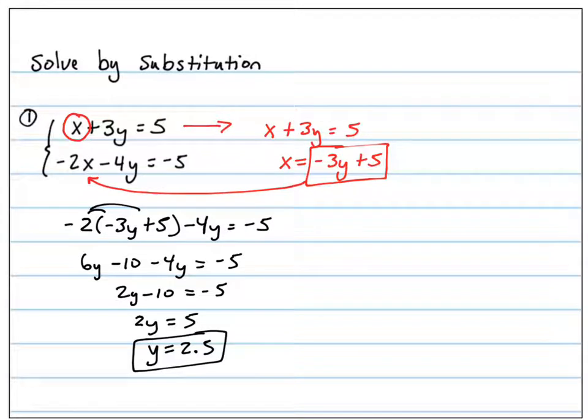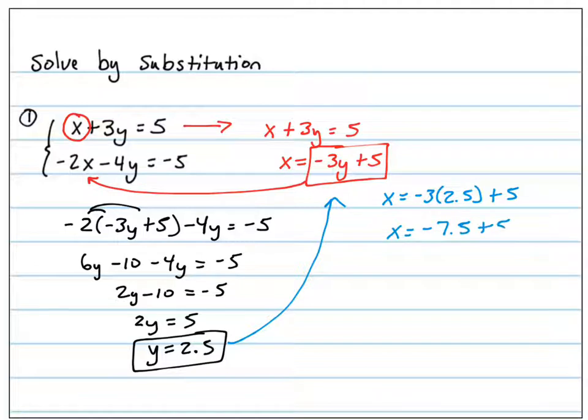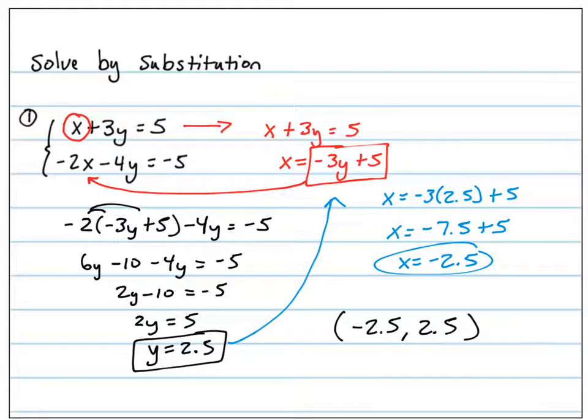Now that we know what y is, we can plug this back in to this expression in order to figure out what x truly is. So now we're going to get x equals negative 3 times 2.5 plus 5. Well, that's x equals negative 7.5 plus 5. So x is going to be equal to negative 2.5. So our solution in this case is negative 2.5 comma 2.5.